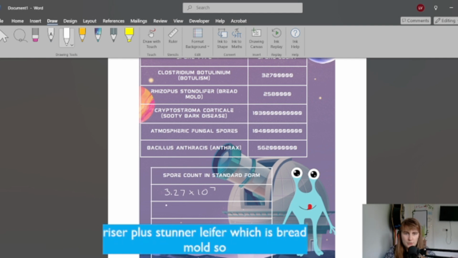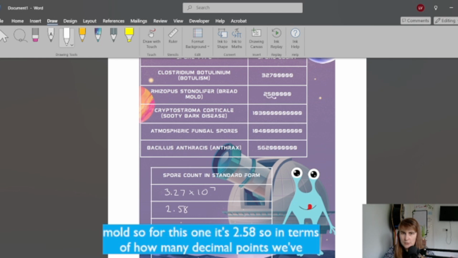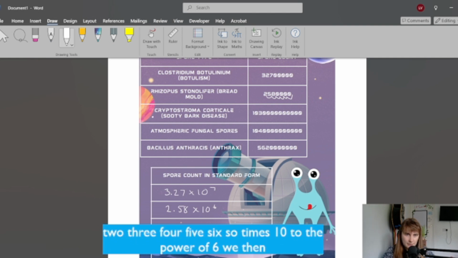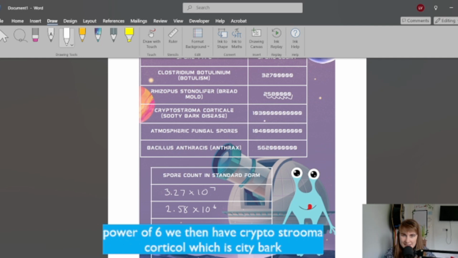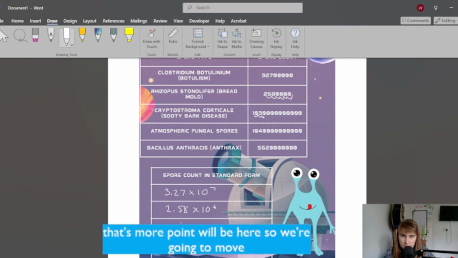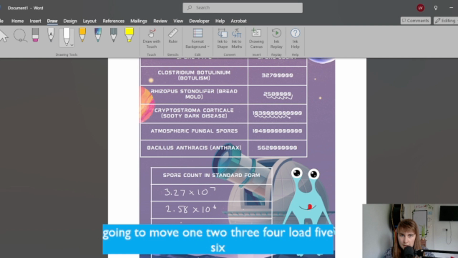So for this one, it's 2.58. So in terms of how many decimal points we've moved, we've gone 1, 2, 3, 4, 5, 6. So times 10 to the power of 6. We then have Cryptostroma corticale, which is sooty bark disease. Okay, so this one, our decimal point will be here. So we're going to move 1, 2, 3, 4, loads. 5, 6, 7, 8, 9, 10, 11, 12.